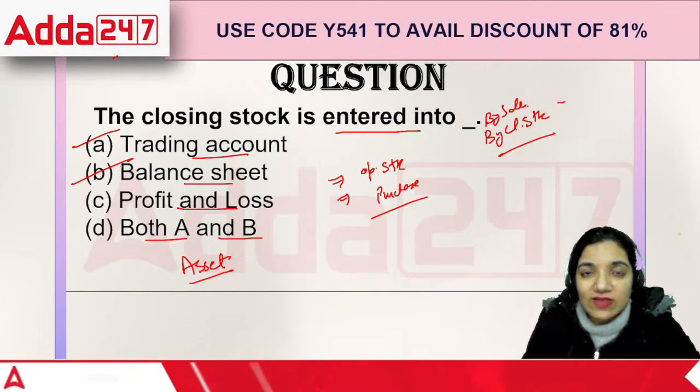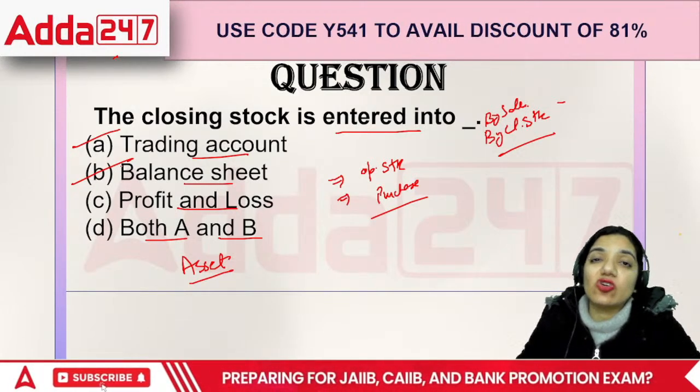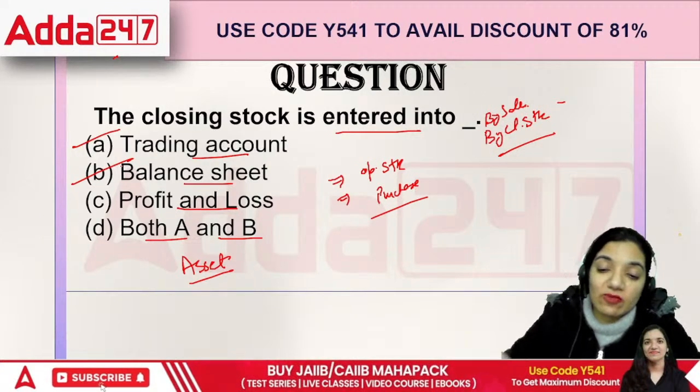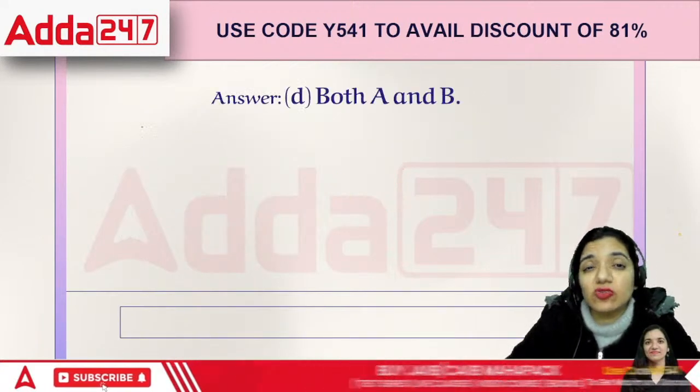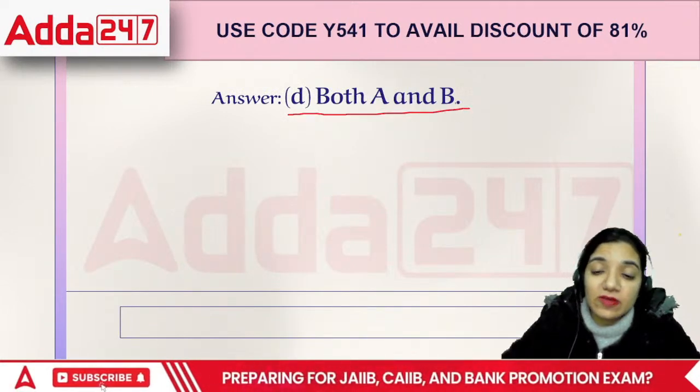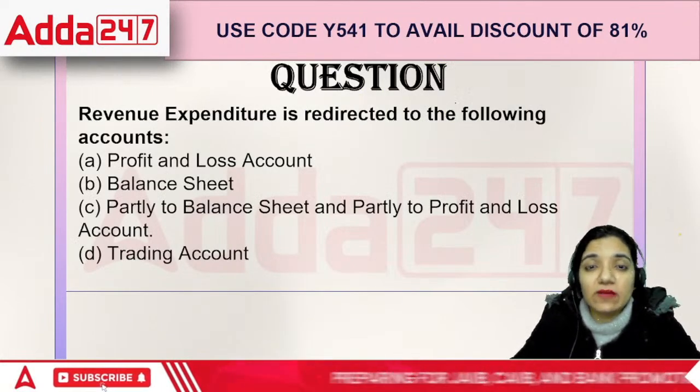At least for this year, yes, it's going to be, because the stock is not sold on the very next day that it is produced. It takes time. So it may take 1 year, it may take 2 years, whatever the time may be. So it is both A and B. Here comes the next question.